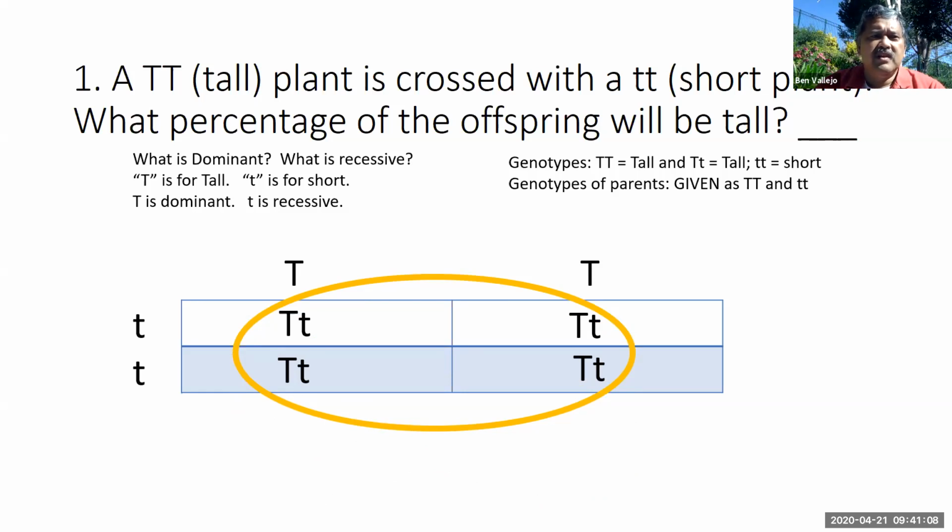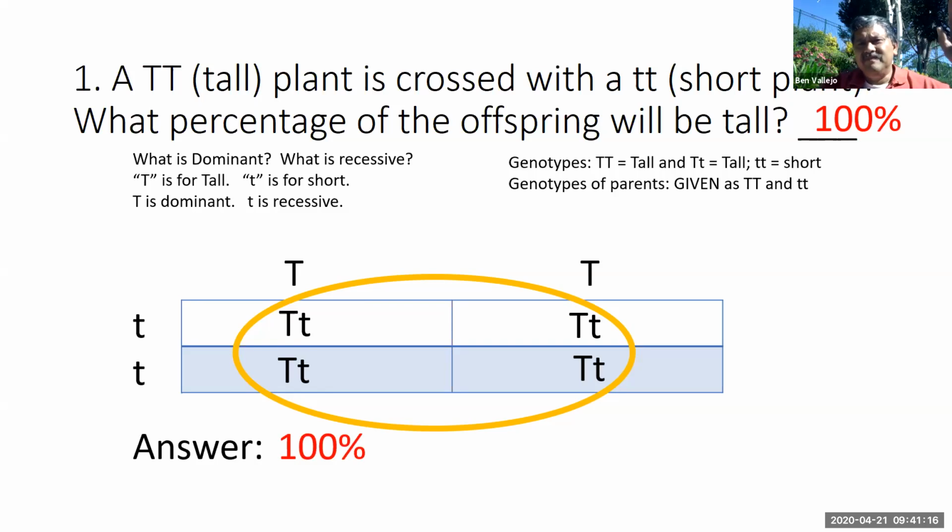That wasn't the question, though. The question was, what percentage of the offspring will be tall? So all of these will be tall. So the answer is 100%. Who got that right?